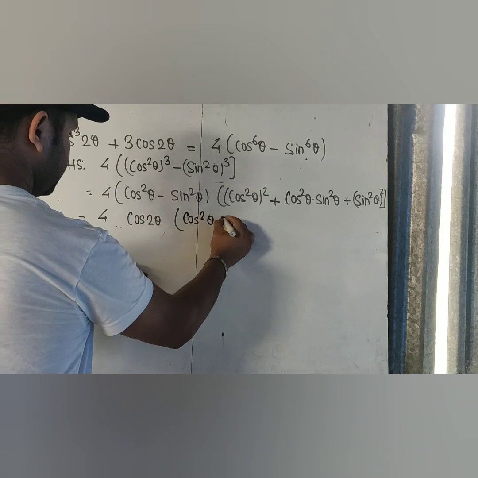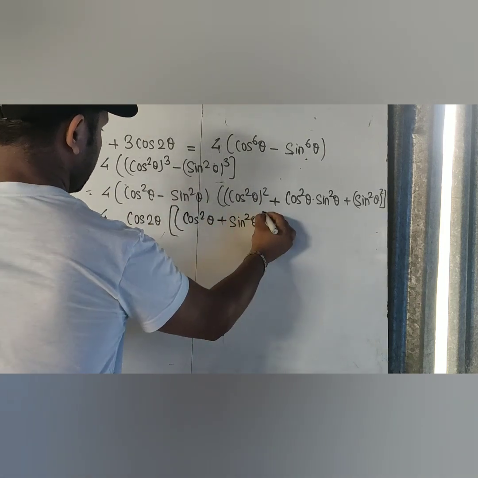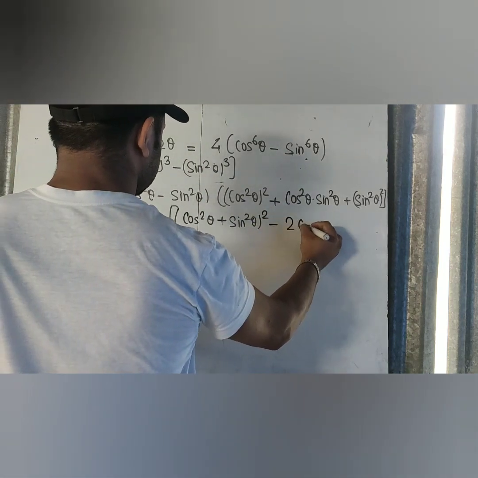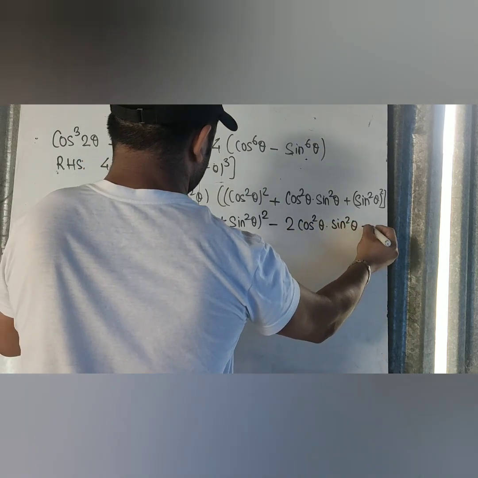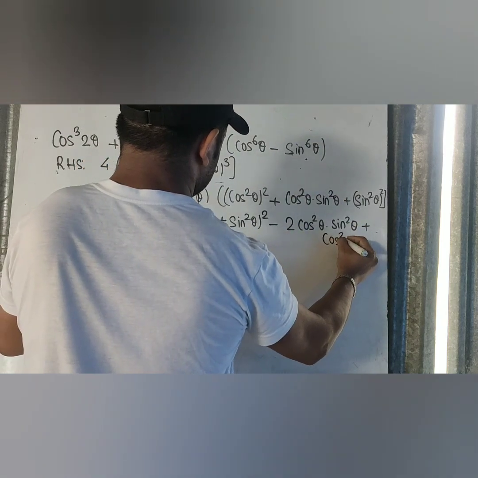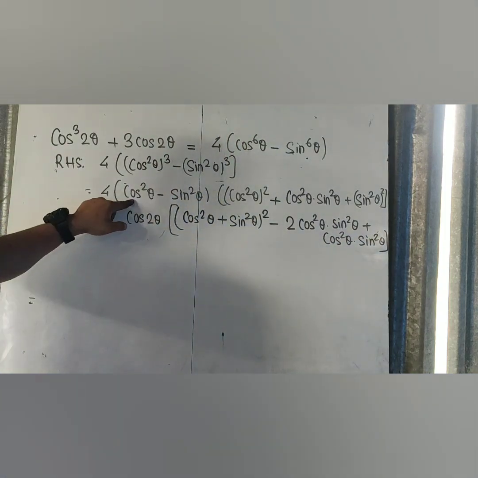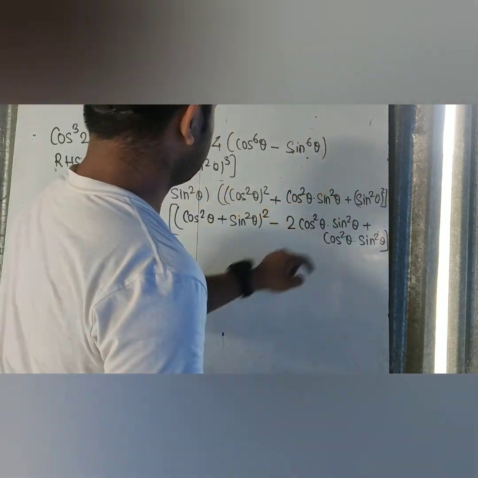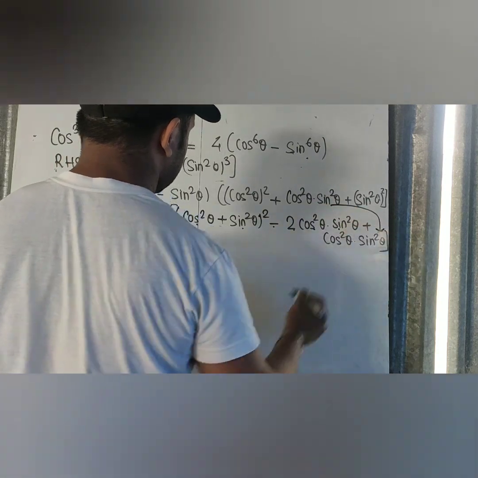a plus b whole square minus 2ab. You already have here plus cos square theta sin square theta. Cos square theta minus sin square theta is cos 2 theta. A square plus b square is a plus b whole square minus 2ab, and this is written on here.